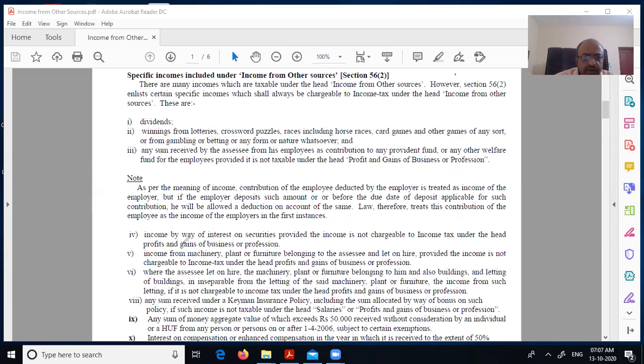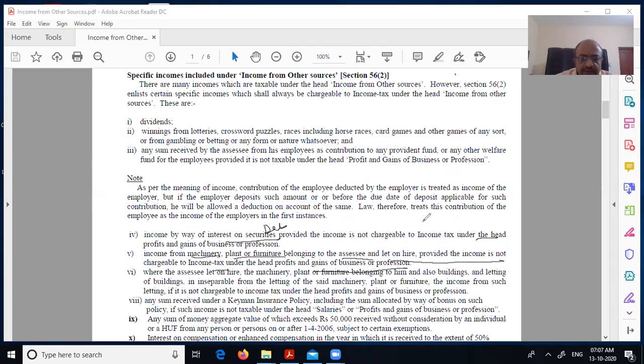What is the next one? Income by way of interest on securities, that is debenture interest, provided it's not chargeable under the head profits and gains. Income from machinery, plant or furniture belonging to the assessee and let out on hire, provided the income is not chargeable to income tax under profits and gains.